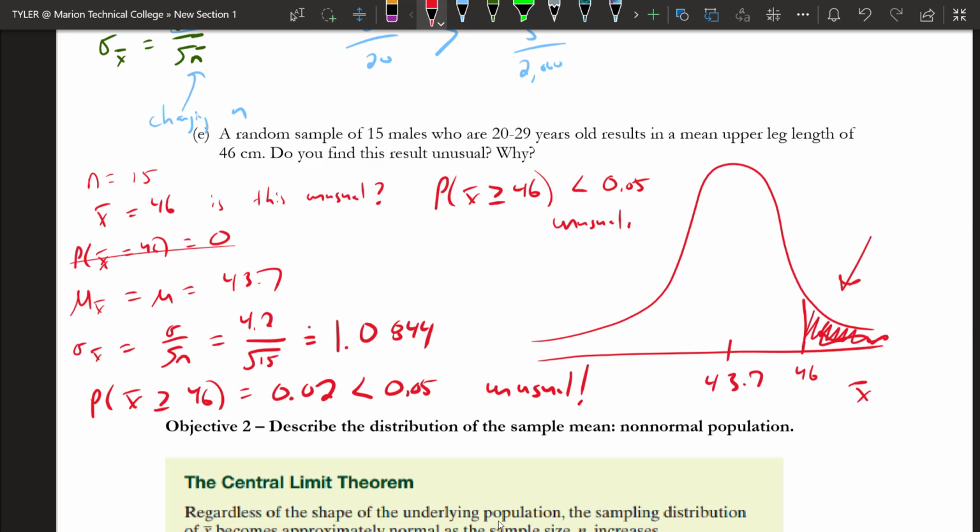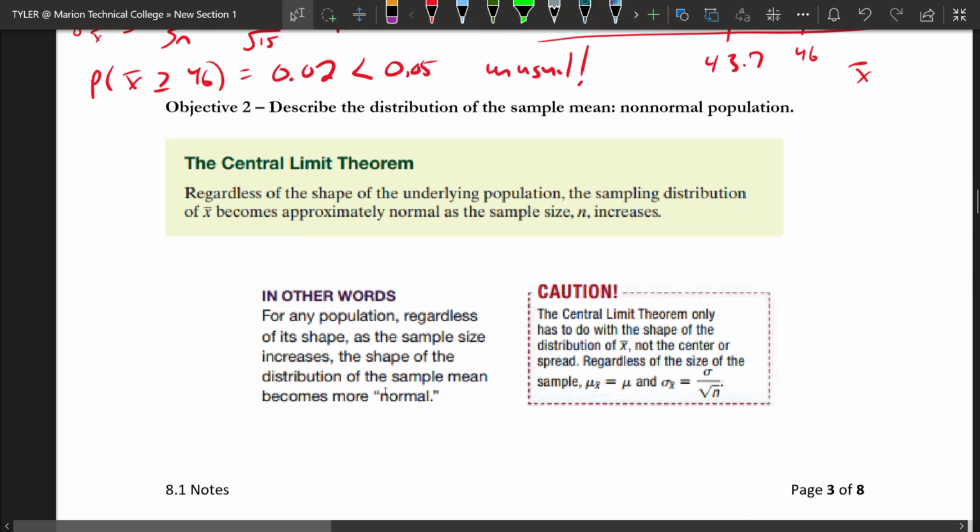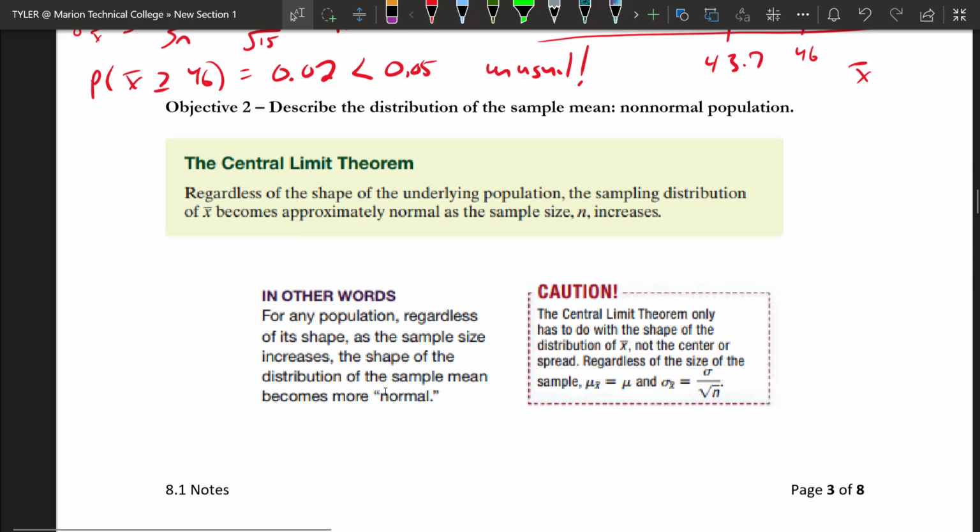Right? So now what we want to discuss, so far we were looking at what happens if the population is normally distributed. Now let's think about what happens if the sampling is done from a population that's not normally distributed. Something that's important to understand is that the central limit theorem says that regardless of the shape of the underlying population, the sampling distribution of x bar becomes approximately normal as the sample size n increases, right?